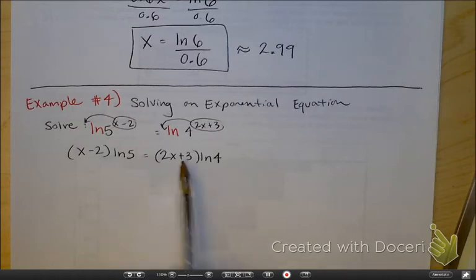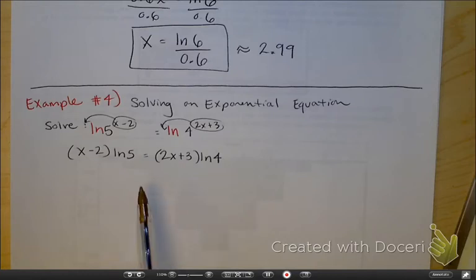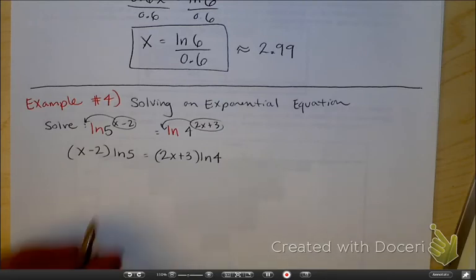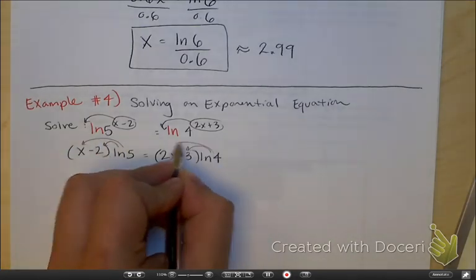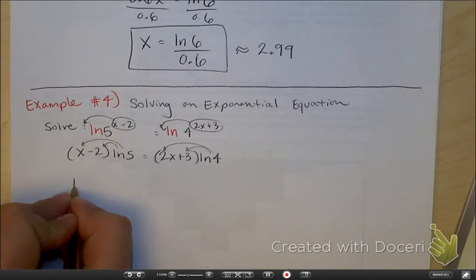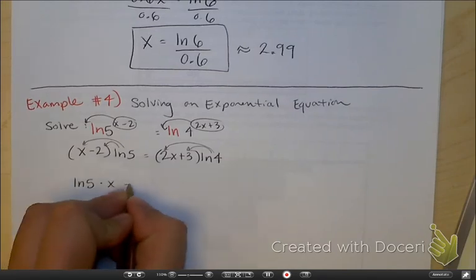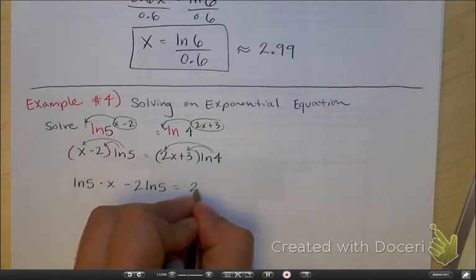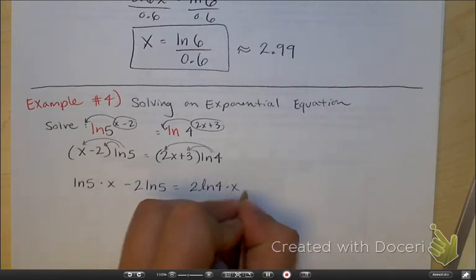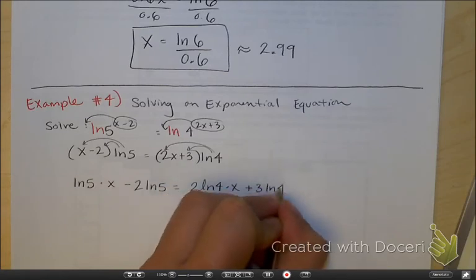And then notice that I put them in parentheses. Make sure that you always write your binomials in parentheses. That way you don't accidentally think that it's only 2 times ln of 5. You know that it's the entire quantity of x minus 2 times ln of 5. All right, from there let's distribute the ln's to both of these. So we get ln of 5 times x minus 2 times ln of 5 equals 2 ln of 4 times x plus 3 ln of 4.